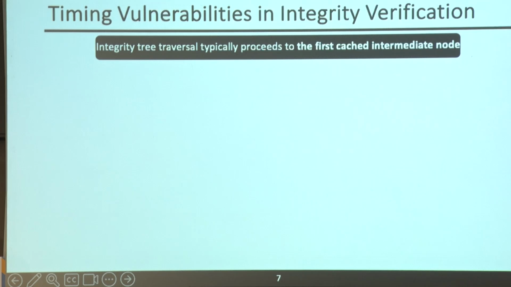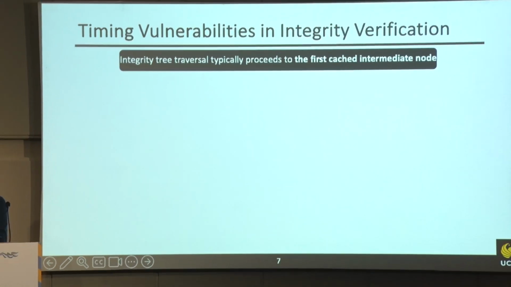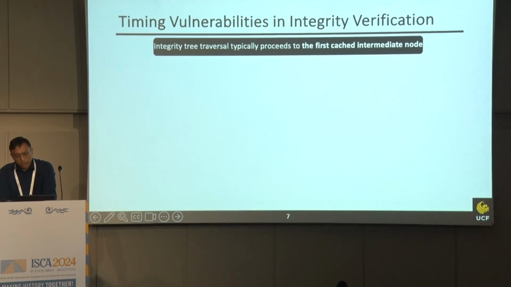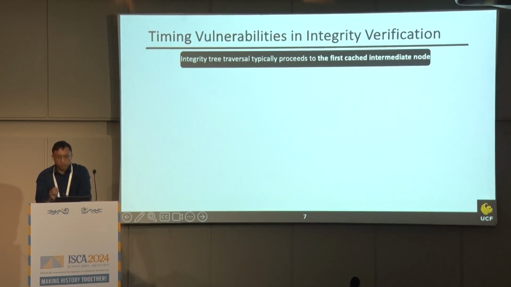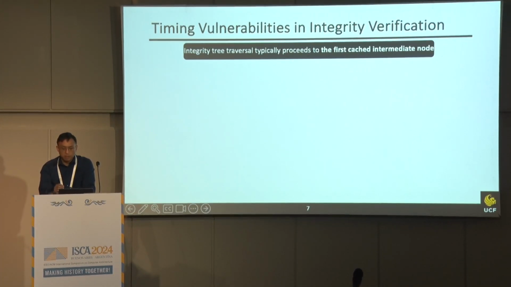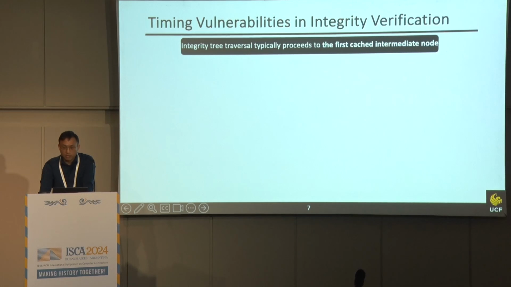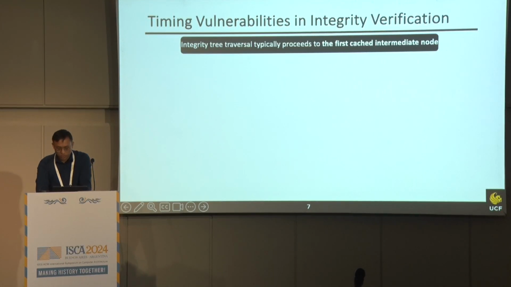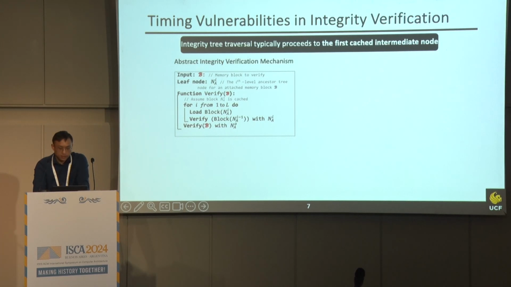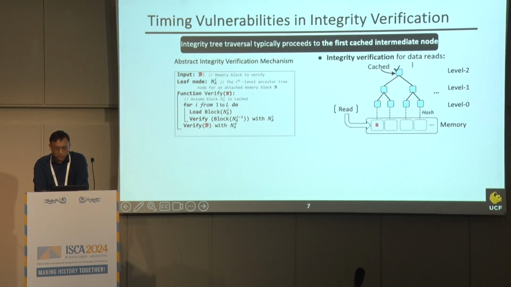So now let's look at the timing vulnerability in integrity verification. The key observation is that integrity tree traversal typically only proceeds to the first cached intermediate node for performance reasons. This is because we trust the processor boundary. So similar to encryption counters, we formulate the abstract integrity verification mechanism on the left side. And let's look at an illustration of the integrity verification on the right side when we have one block B which needs to be loaded, which triggers an integrity verification process.